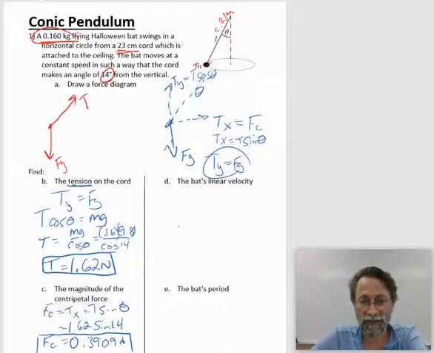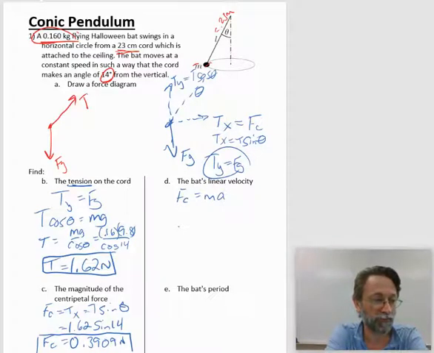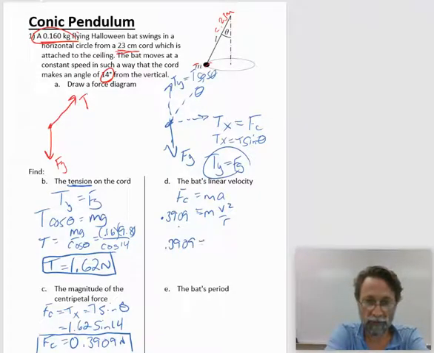To find the bat's linear velocity, we have to associate the dynamics of the force with some form of kinematics. So the centripetal force is equal to ma, and going in a circle, the circular acceleration is v squared over r. Plugging in our values, 0.3909 is equal to the mass, 0.16, times v squared over the radius.